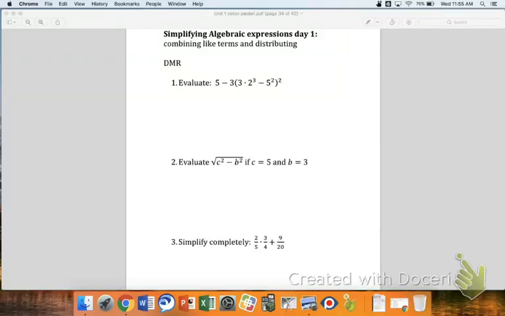As I've always said, it's tempting to read from left to right. In this case, that would lead you in the wrong direction. So we're not going to just do the 5 minus 3 right off the bat. We want to read according to PEMDAS. So we're going to do the work in the parentheses first.